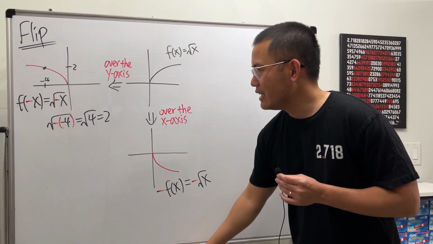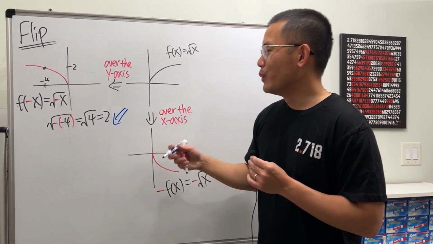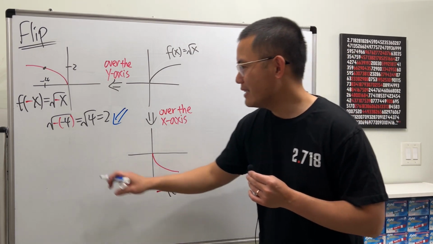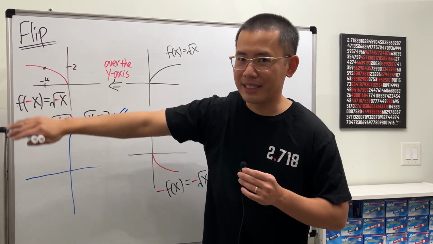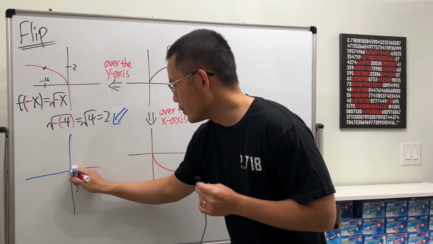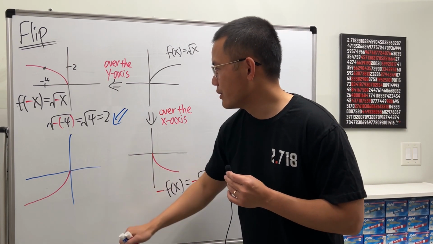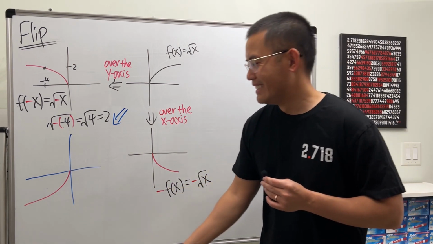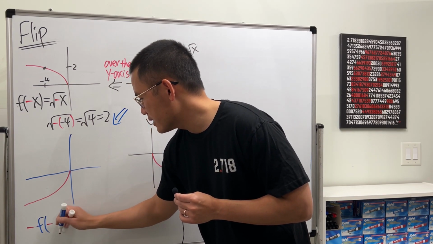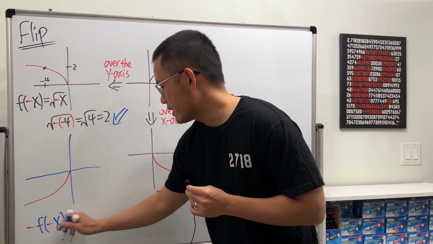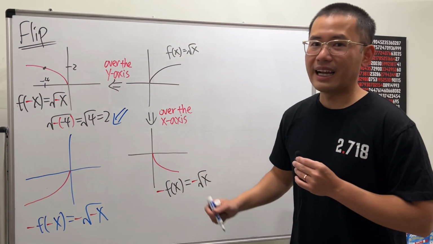Now, what if we want to do both flips? So in this case, again, we are just going to combine both of them, right? So what if I want to flip to the left and then flip upside down? Then in that case, the picture will look like this. All we are going to do is just do both. So the result is negative f of negative x, and that is negative square root of negative x, like that.